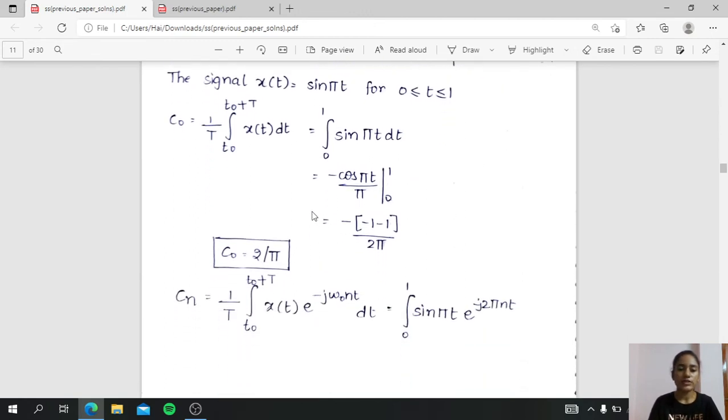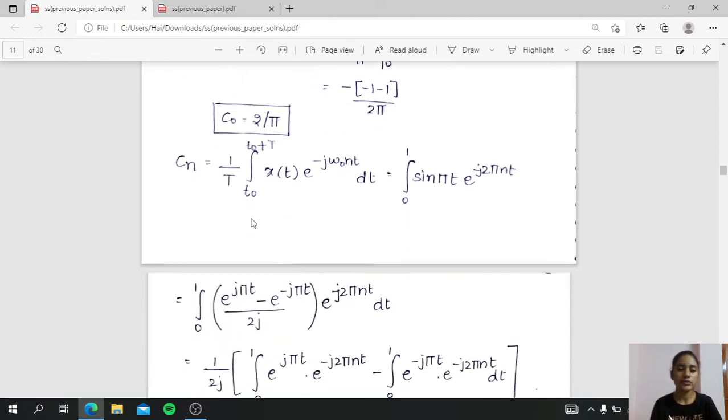You know that C naught is equal to 1 by T integral of t naught to t naught plus capital T x of t dt. Your T is equal to 1, x of t is equal to sine pi t. On substitution and integrating it, you will get this value, that is your C naught is equal to 2 by pi. Our next thing is Cn, whose formula is 1 by T integral of t naught to t naught plus capital T x of t e power minus j n omega naught t dt.